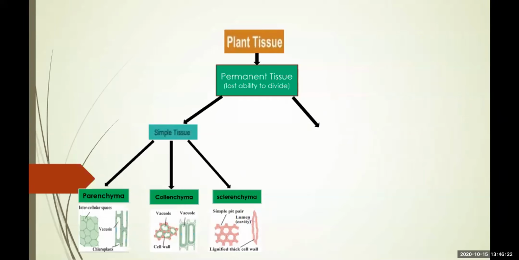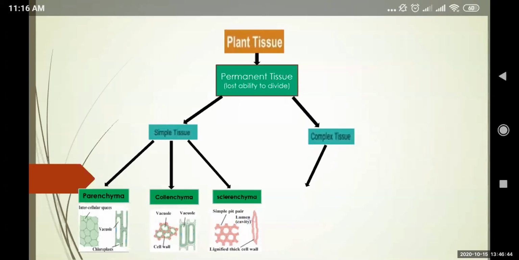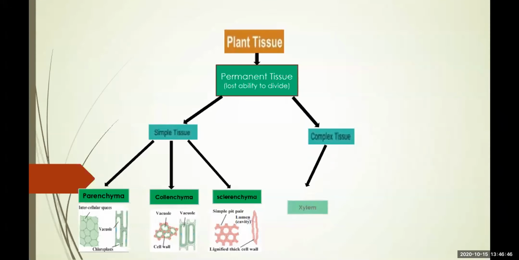The next permanent tissue is called as complex tissue. We have already learned why complex? Because it contains more than one type of cell. Hence, they are called as complex tissues. The complex tissues are again of 2 types.